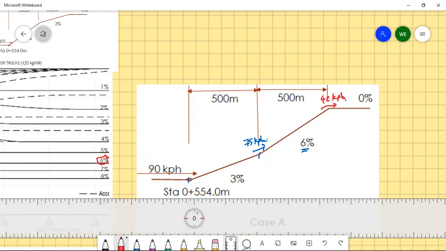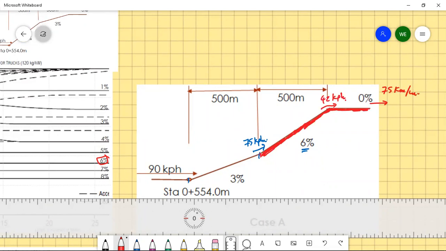Where do we need the climbing lane? The climbing lane, we need it right from here, because after this point the speed starts dropping below the 75 kilometers per hour. Okay, shall we stop it here? No, we will keep it here until the truck accelerates and reaches the 75 kilometers per hour.